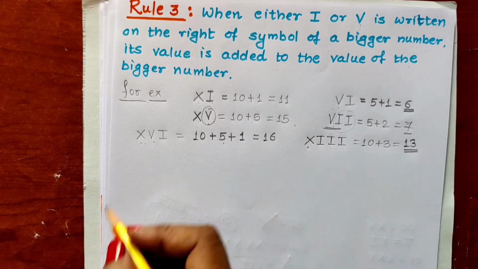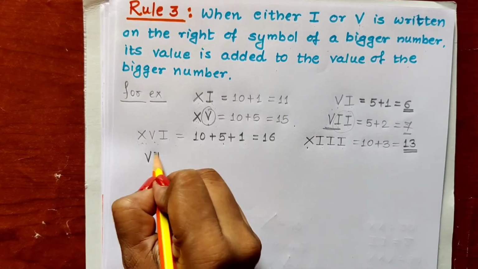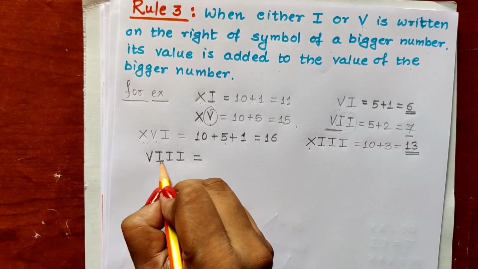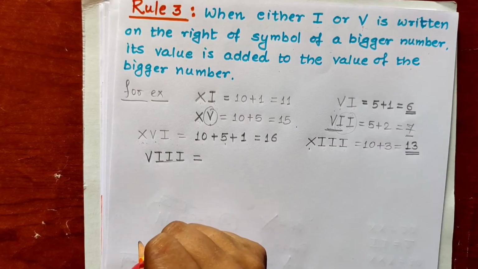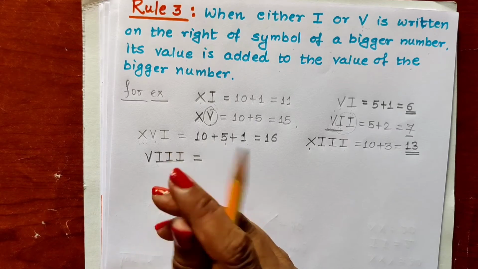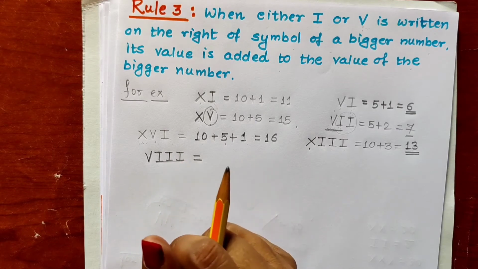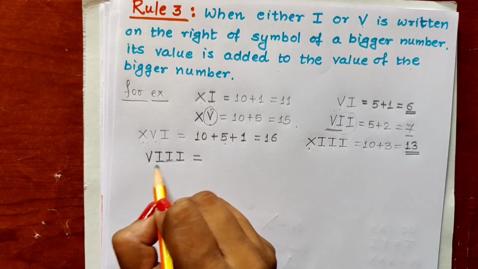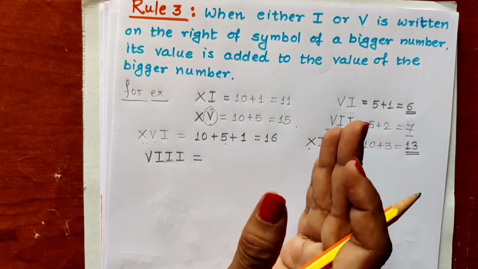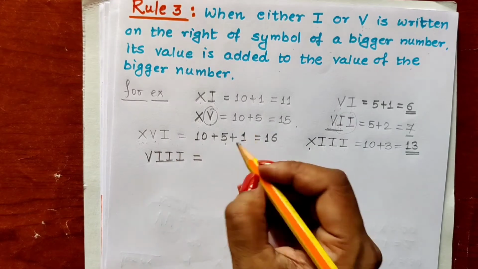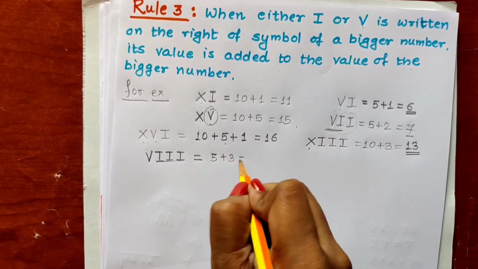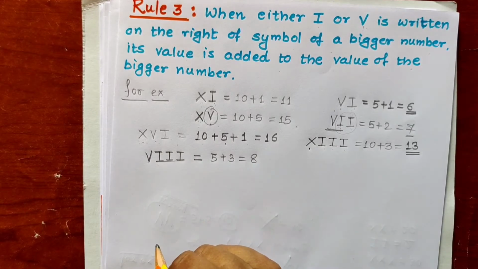Similarly, I can show you a few more examples. If I write VII, what does it mean? I we can write consecutively 3 times, we all know. X also we can write consecutively 3 times, not more than 3 times. So V is the bigger symbol. I is written on the right hand side of V, so we will have to add it. It will be 5 plus 3, and 5 plus 3 means 8.